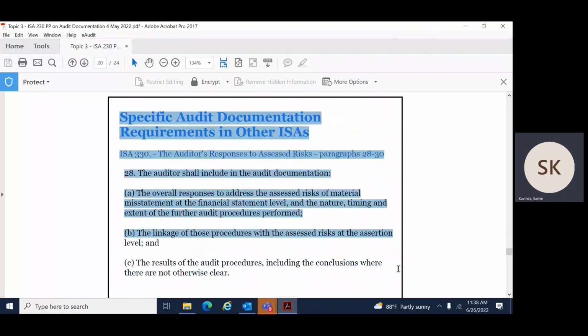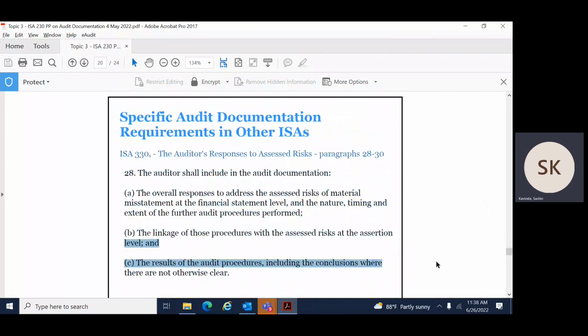So here it says the overall response for the assessed risk of material misstatement at the financial level, and the nature, timing, and extent of the procedures performed, and the linkage of those procedures with the assessed risks. We know procedures are determined to respond to the risk. What is the linkage between them? If the risk is higher, we have to do more and more procedures. The results of the procedures, including the conclusions where not otherwise clear, so that we respond to and address the risk.